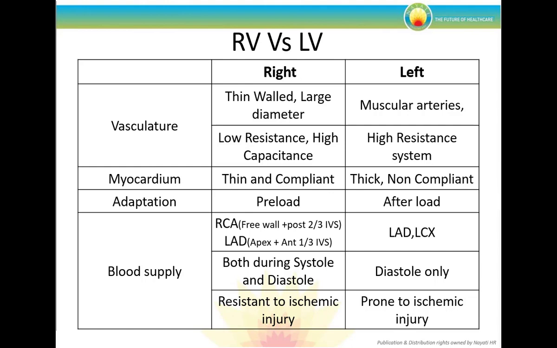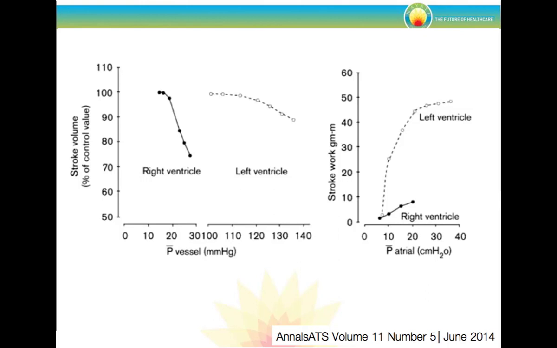The good thing about the RV is that it gets blood supply both during systole and diastole, unless it's in patients where the RV is significantly hypertrophied or where the pressures are quite high. Only in those states does the RV get its blood supply during systole. And it is resistant to ischemic injury because of this dual blood supply and also because of the low oxygen consumption rate. And it also has significant networking.